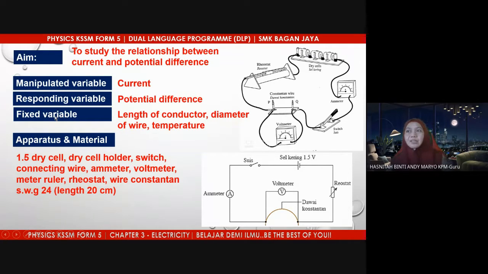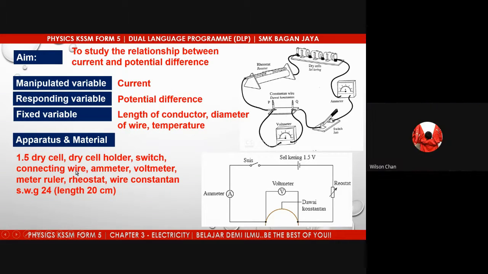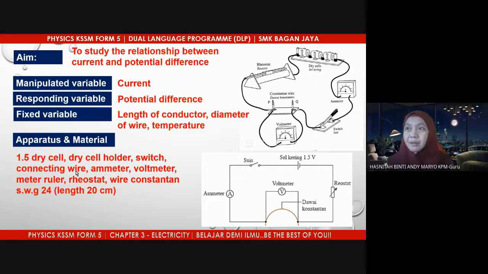So these are the fixed variables: length of conductor, diameter of wire, and temperature. Can I write the fixed variable as the same number of bars?